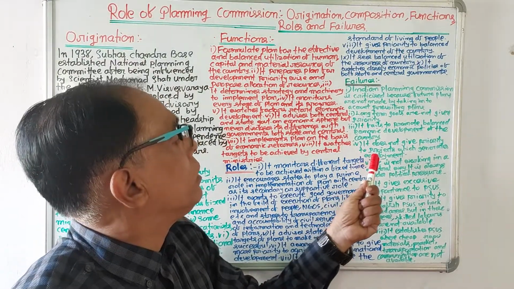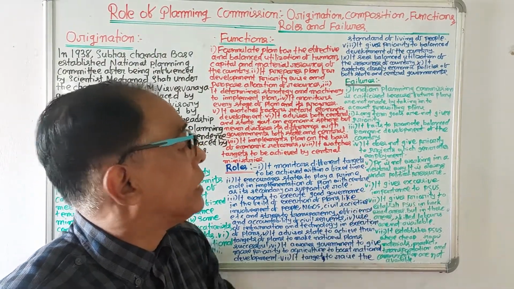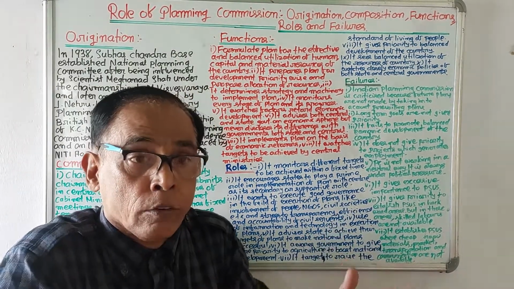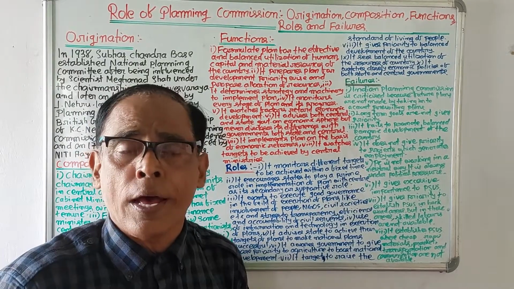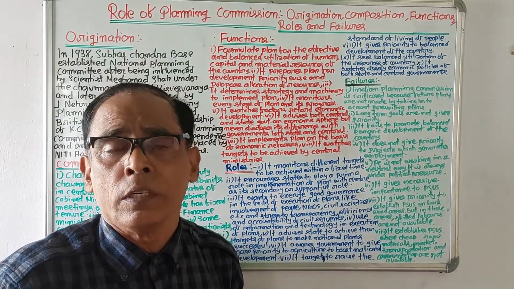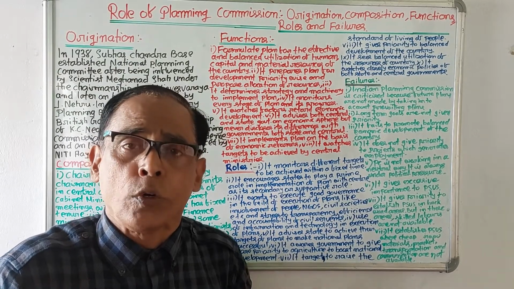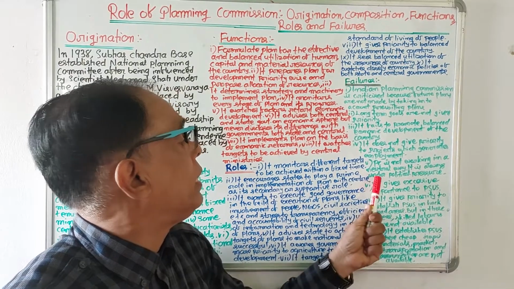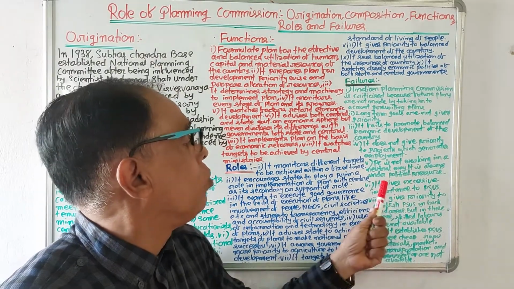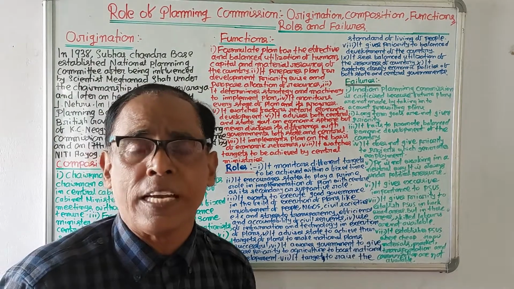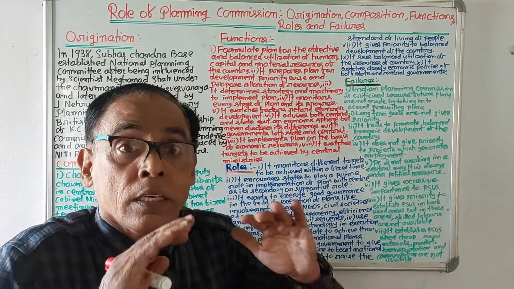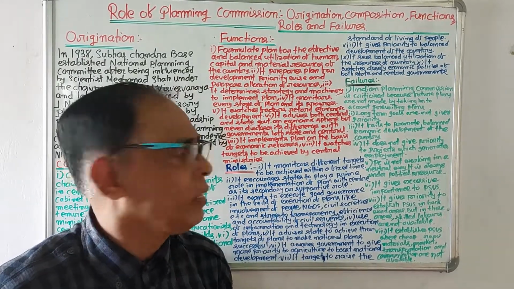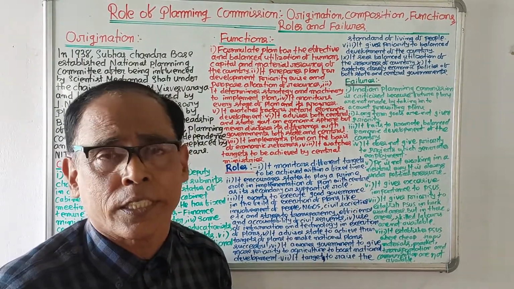Fourth, it does not give priority to projects which generate employment. That is why in India the unemployment problem is growing day by day. Fifth, Planning Commission is not working in a neutral way. It is always under political pressure and is being influenced by politicians.